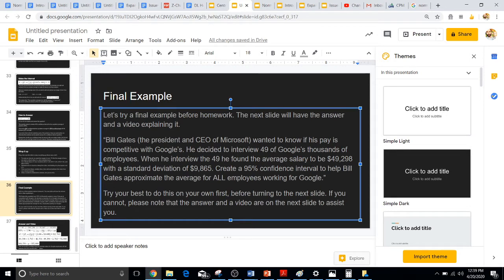All right, so we're going to take all the information it gives us, look at it, and then transpose it onto a doc. First off, we know our sample size. It's going to be 49, how many people we interviewed. When we interviewed those 49 people, we got an average of 49,298. It also gave us a standard deviation of 9,865, and we know our confidence level is going to be 95%. This gives us the 4 pieces of information we need to solve. So let's go over to our Google Doc.